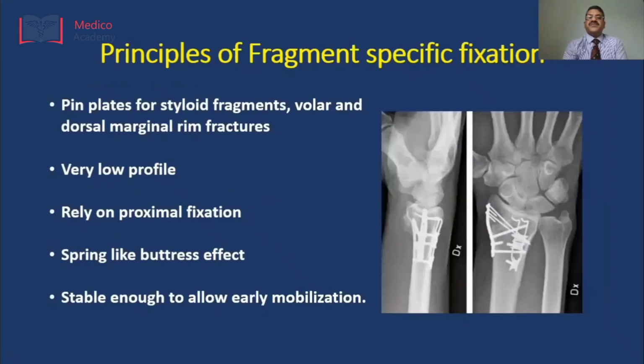So the principles of fragment-specific fixation are the use of pin plates for styloid fragments, and volar or dorsal marginal rim fractures. These are typically very, very low profile implants, and they rely more on the proximal fixation, and distally they offer a spring-like buttress effect, and still they are stable enough to allow early mobilization.